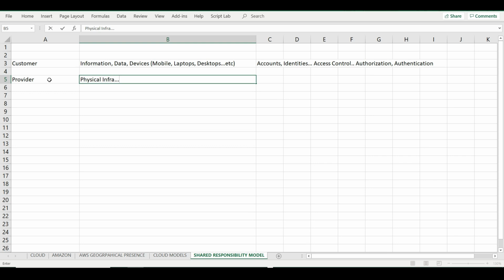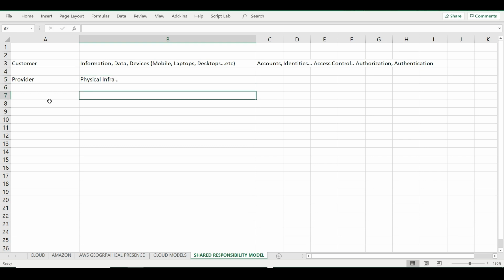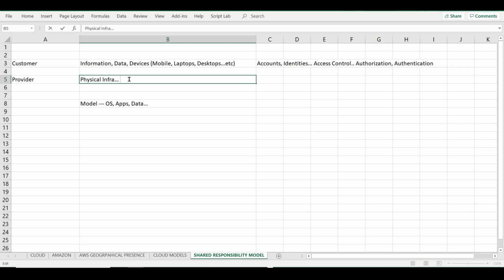But the remaining layers depend on the model, right? If you are going with infrastructure as a service, the OS layer, the apps layer, the data layer, it's a shared responsibility. The network controls and the application controls will be between the customer and the provider, right? So the service provider is responsible for the physical infrastructure, right? The servers, storage, network, UPS, power, cooling infrastructure. I can keep listing. This is a big list, right?